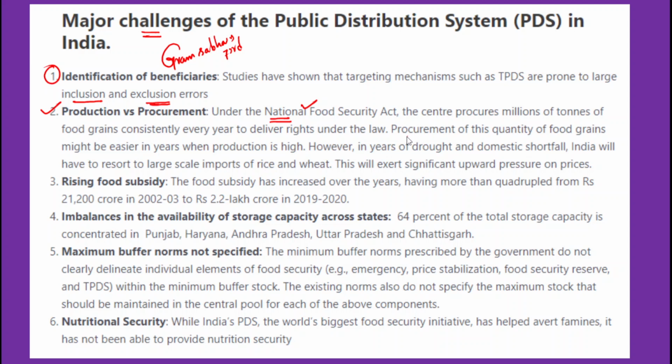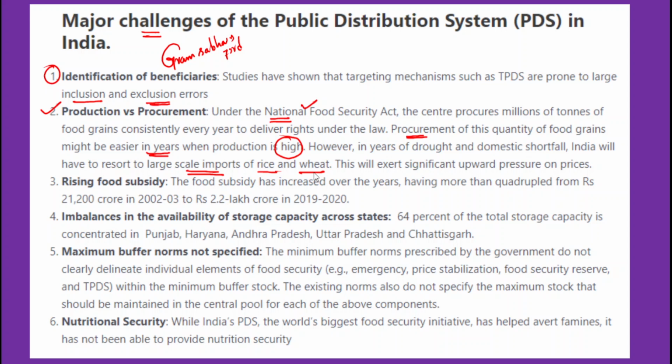However, when it comes to the procurement of this quantity of food grains, it may be easier in years when production is high. But what about in the years when there is a drought, lesser rainfall, or lesser production due to pest attack or frost, any of such instance? So when we are not able to procure adequate food grains, we usually resort to import of those food grains. Not just rice, we are importing rice and wheat on a large scale. So that further increases the cost.